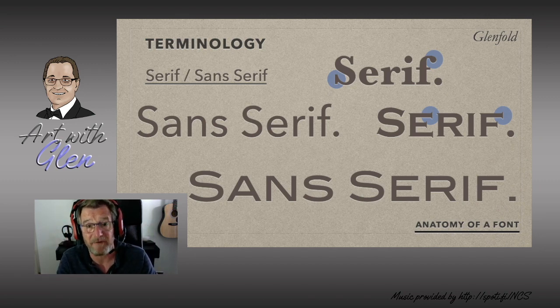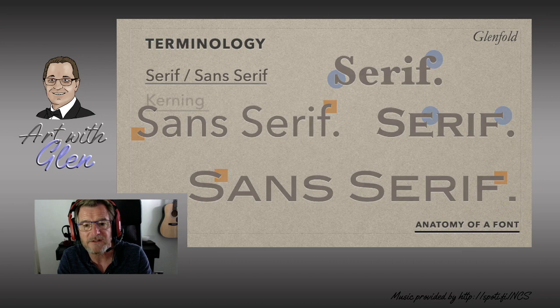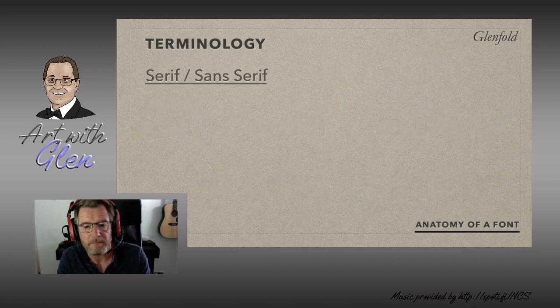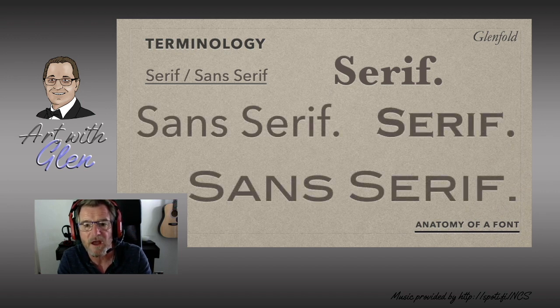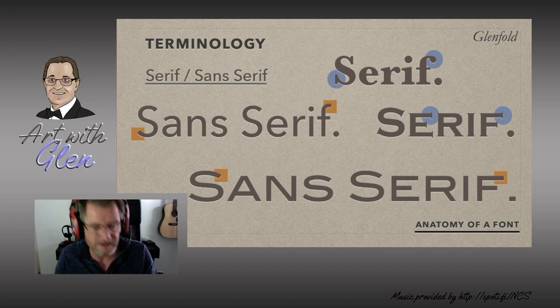Sans serif, on the other hand: the sans is from Old French and it means without. So sans serif is simply without serif, without flourishes. You can see on these particular letters that the ends of the letters are very square where they end. That's how you can tell the difference between a serif and a sans serif font.